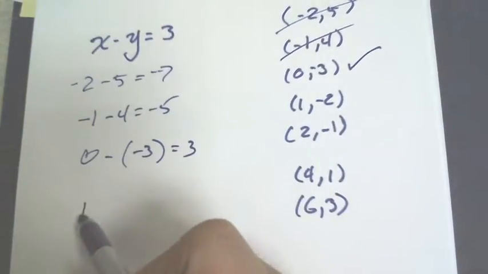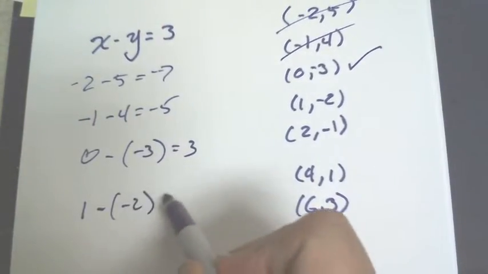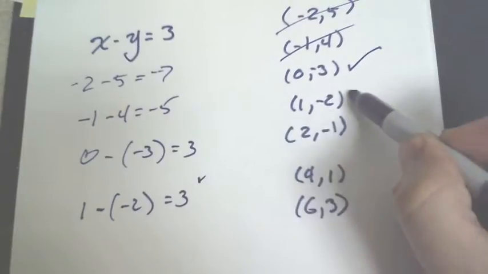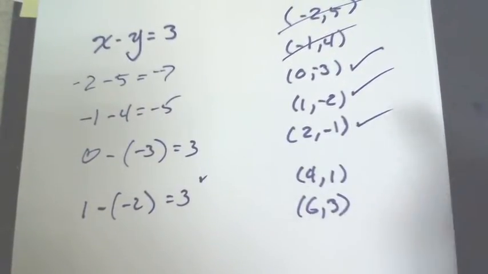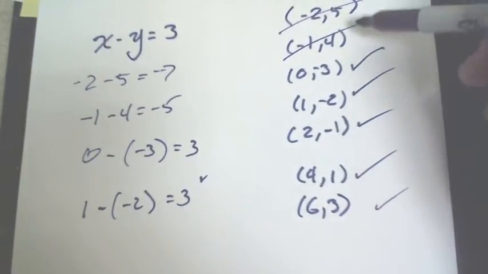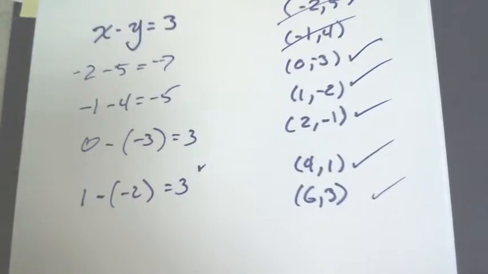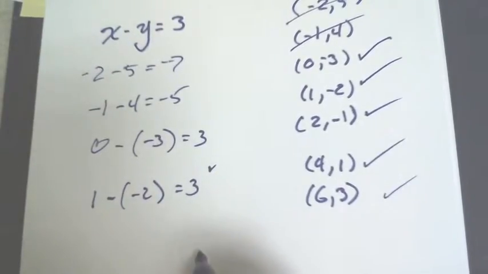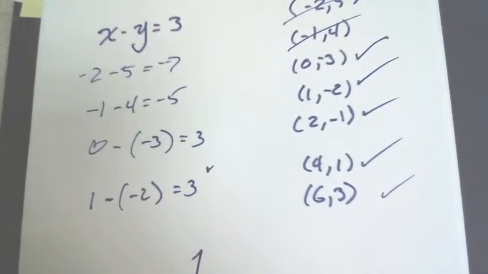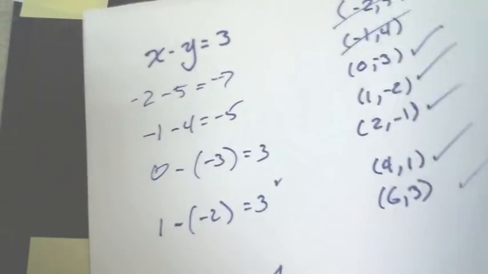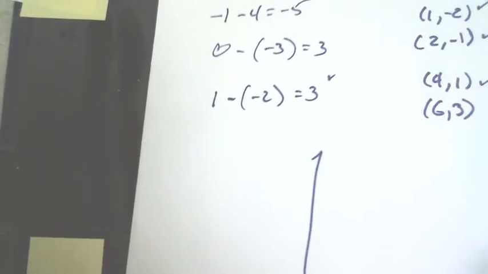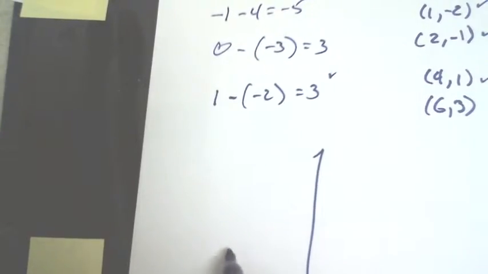Even this one, though, 1 minus -2. That's 3, that works, so those work. The (2, -1) works, the (4, 1) works, and the (6, 3) works. So a lot of them did work, but these first couple made me a little bit nervous. But we do only need 2 of them to work to be able to graph.